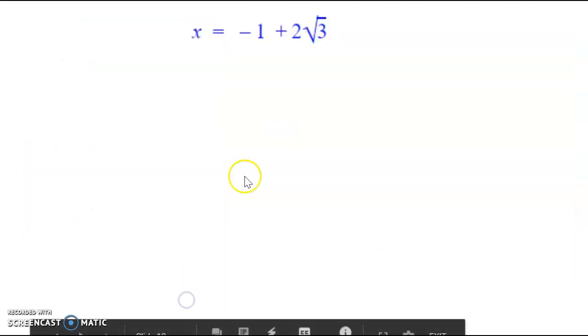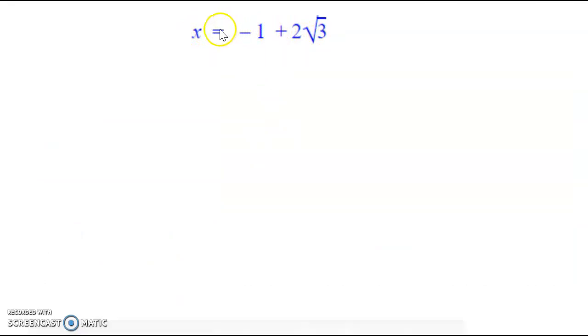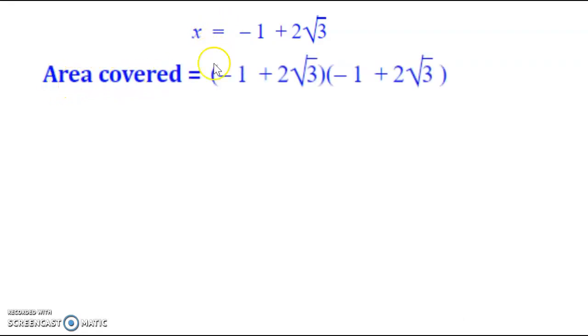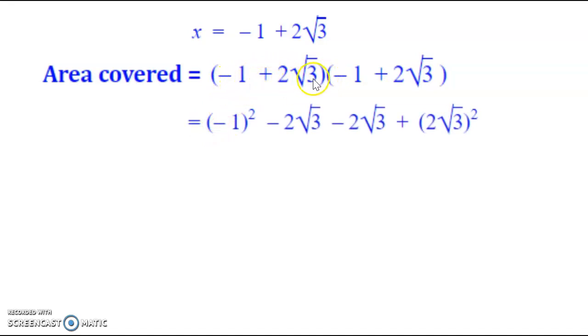Now from here, since we found the length of the rock garden or inside perimeter, we need to figure out the area. To do that, it's going to be x times x, or negative 1 plus 2 root 3 times negative 1 plus 2 root 3. We need to multiply this out. Because they are not like radicals, you can't just add what's inside the parentheses. What you could do is use the distributive property, basically doing FOIL.